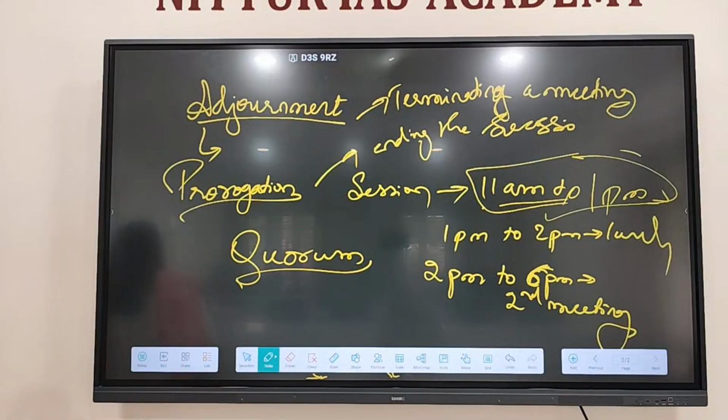If there is no quorum in a meeting of a house, it is the duty of the presiding officer either to adjourn the house or suspend the meetings until there is a quorum.